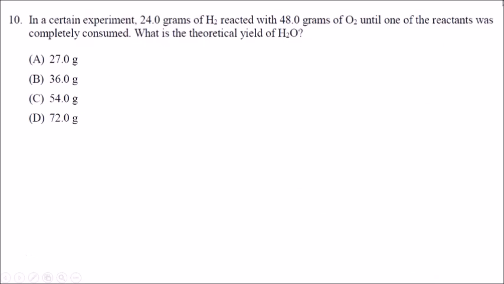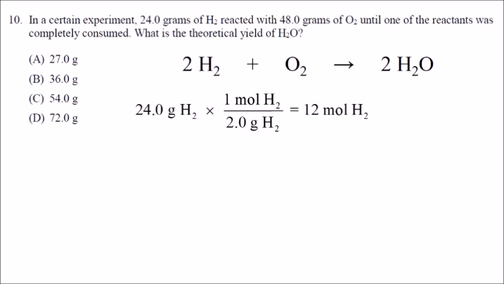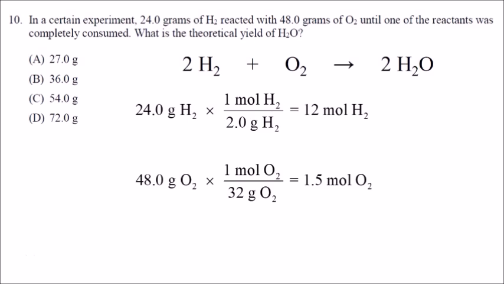Number 10, we have an experiment in which hydrogen reacts with oxygen. So let's write a balanced chemical equation for this. We have 24 grams of hydrogen. That would equal 12 moles of hydrogen gas. We have 48 grams of oxygen, and that would equal 1.5 moles of oxygen gas. Again, this is fairly simple mental math without a calculator.